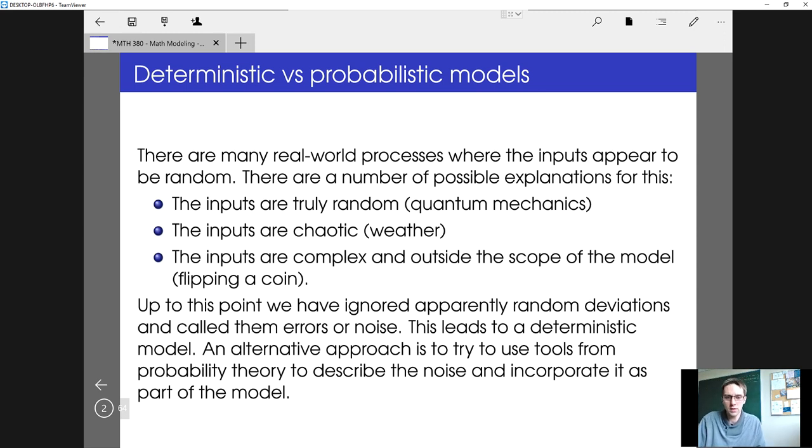But what we're going to do in this unit is we're going to see that we can actually use probability to quantify the noise and say, well, what is the range of values that we expect for the noise? What is the average value of the noise? And what does that tell us about the probabilities of various outcomes from the model?